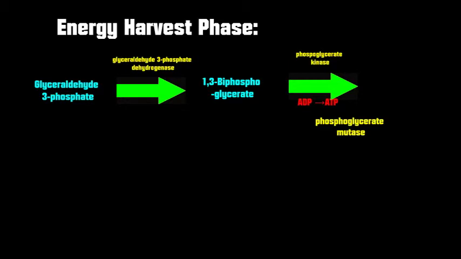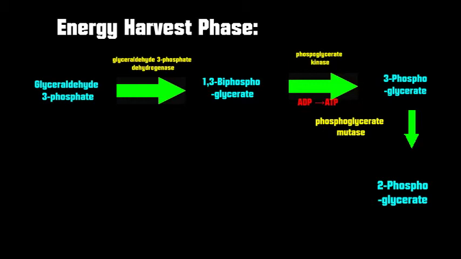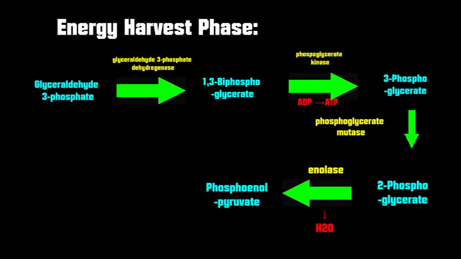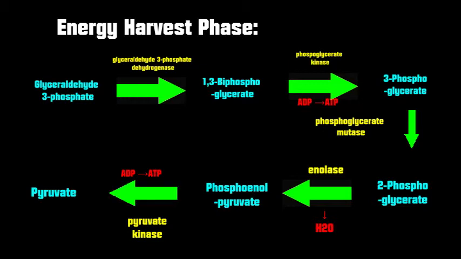Phosphoglyceromutase relocates the phosphate group from 3-phosphoglycerate from the third carbon to the second carbon to form 2-phosphoglycerate. Enolase removes a molecule of water from 2-phosphoglycerate to form PEP, or phosphoenolpyruvate. Pyruvate kinase transfers a phosphate from PEP to ADP to form pyruvic acid and ATP.